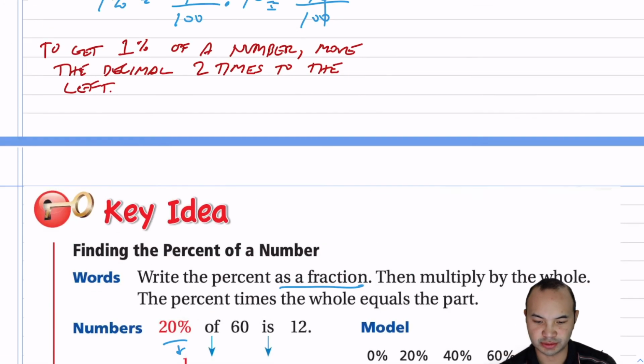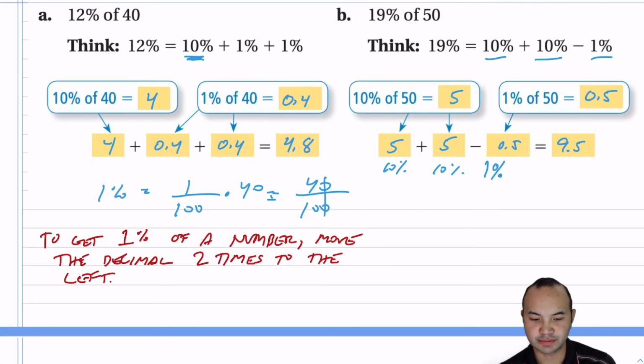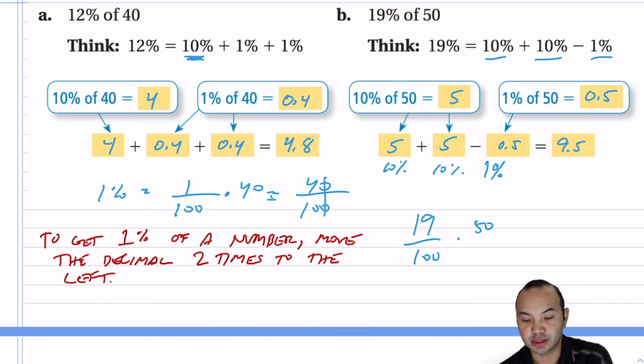The methods I showed up here, that's if you want to either do it mentally or you can't come up with a fraction right away. This is just a shortcut. Because all of these you can make a fraction, right? 19% is 19 over 100, but you don't really want to do 19 over 100 times 50. You could, that's not bad or anything. You're just going to end up having to do some long division.